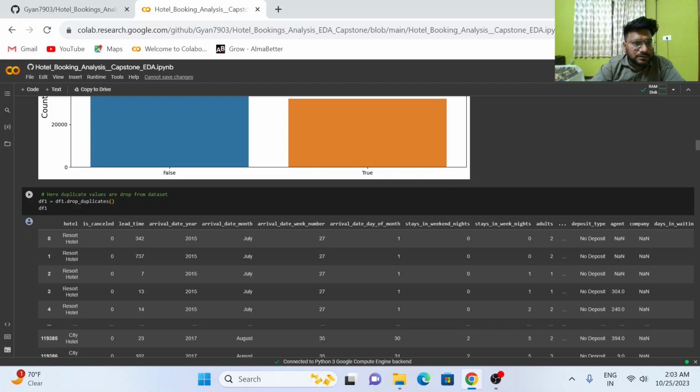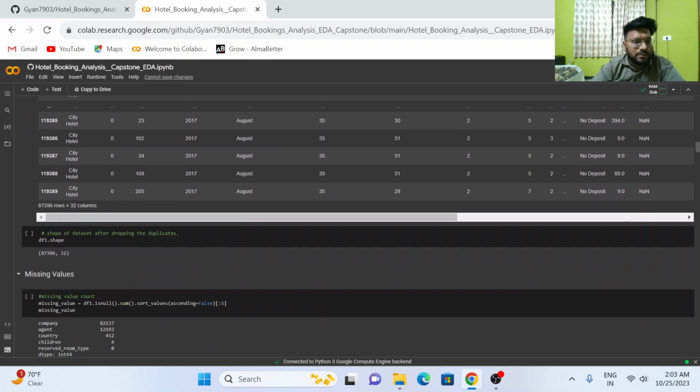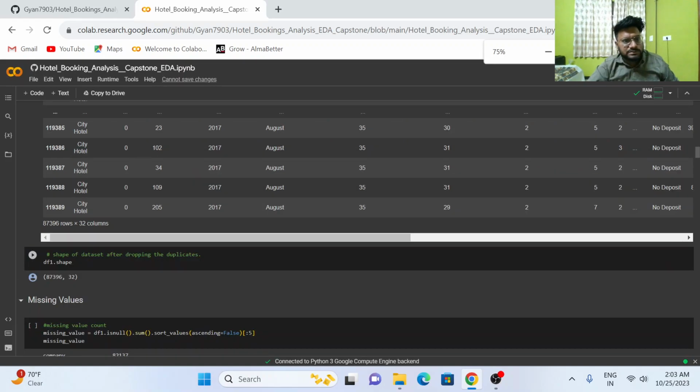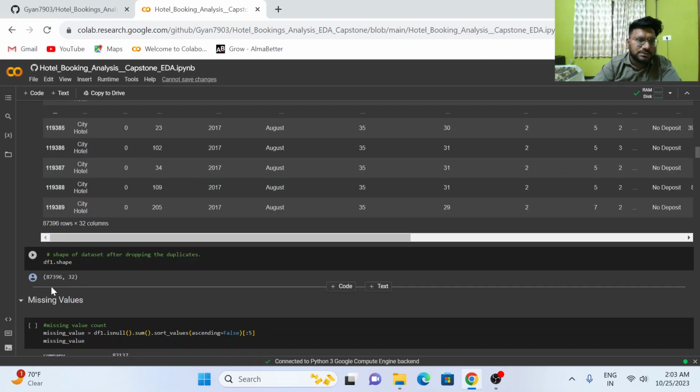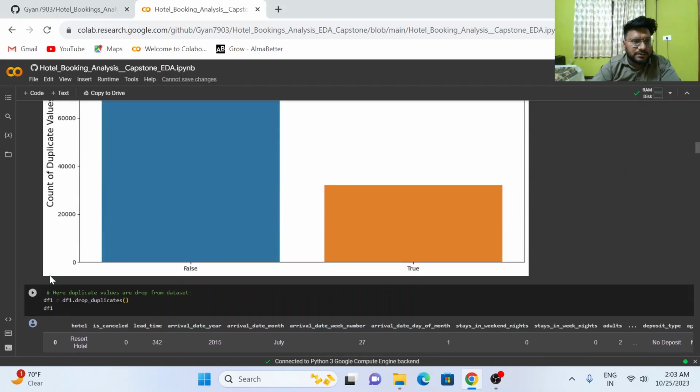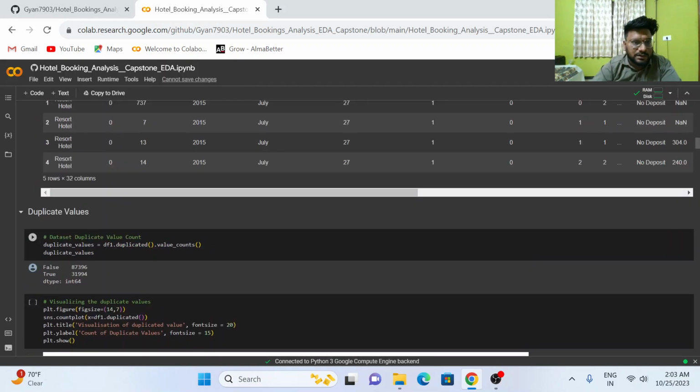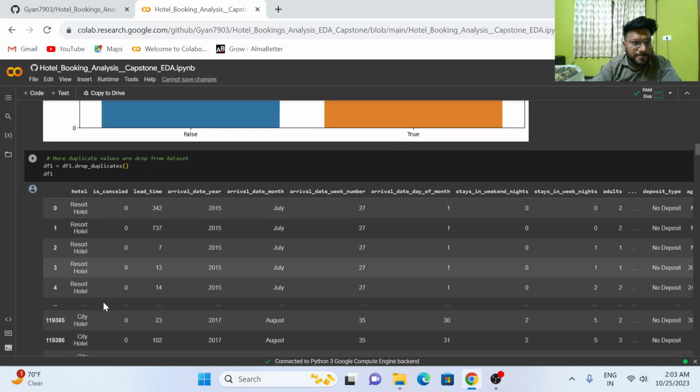We'll drop using df1.drop_duplicates(), so we'll drop all the duplicate values. As you can see here, now 87396 is the number of non-duplicate values, or the readings or observations that we have discovered here, 87396.